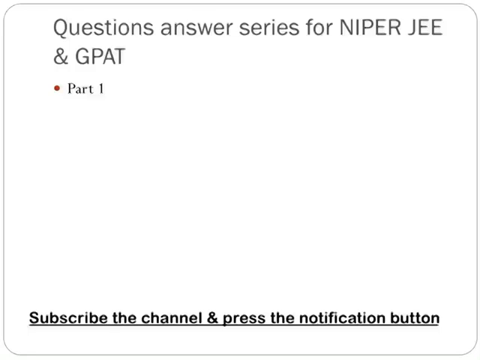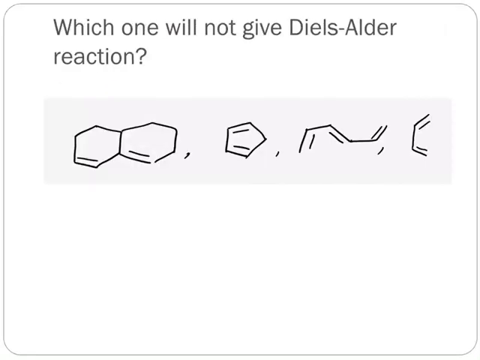So let's start. The first question asked is: which one of these 4 substrates will not give Diels-Alder reaction?